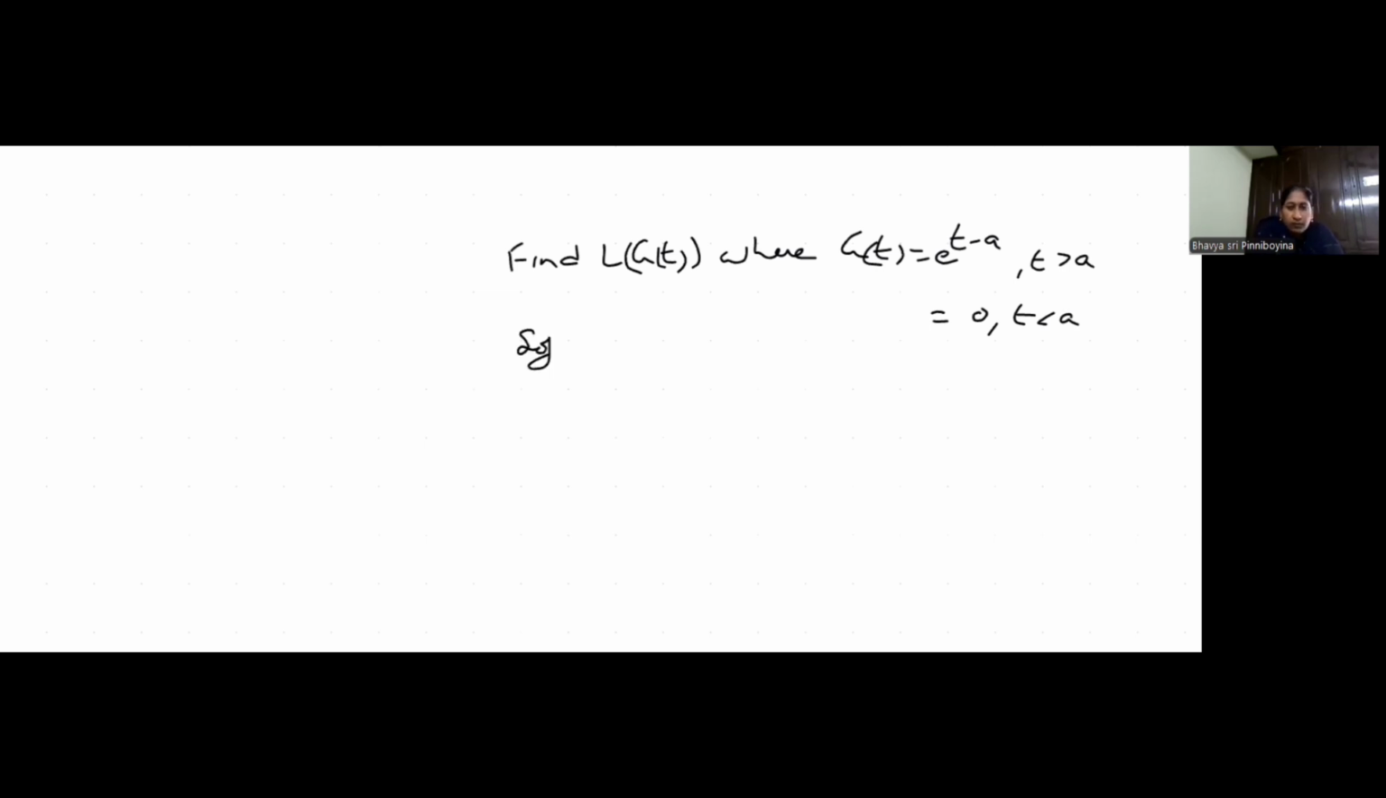So when we compare with the second shifting theorem, g of t is equal to f of t minus a. Here f of t minus a is e power t minus a, where t is greater than a, and equals 0 where t is less than a. So we can say that f of t is e power t. If we find the Laplace transform of that f of t, Laplace of e power t is 1 by p minus a. First of all, we have to learn all these formulas of Laplace transformation. So Laplace of e power t is equal to 1 by p minus a.